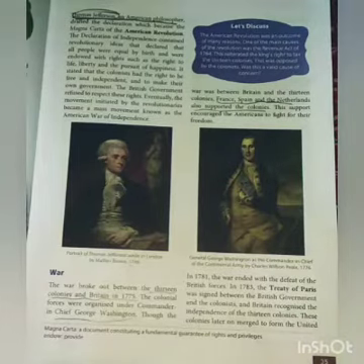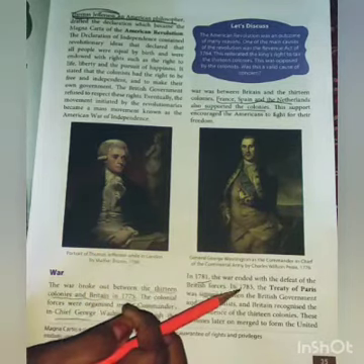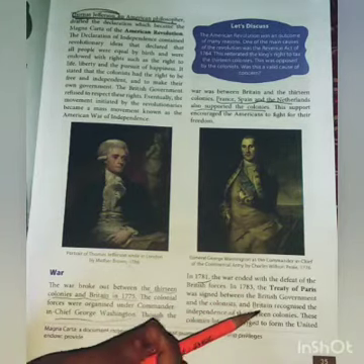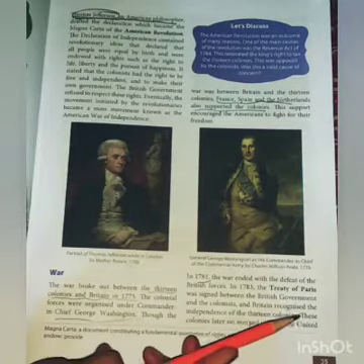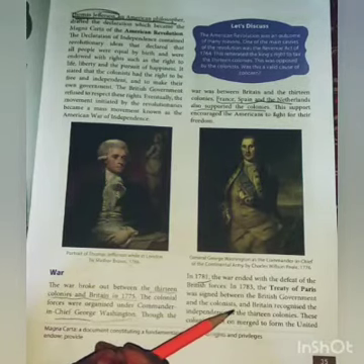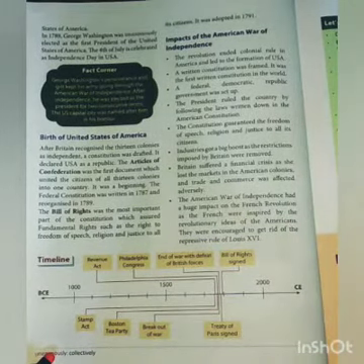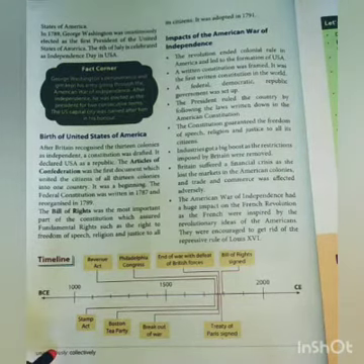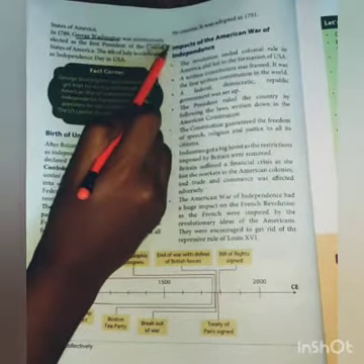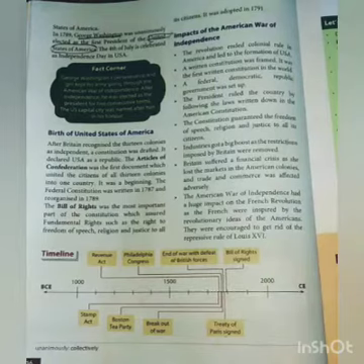In 1781, the war ended with the defeat of the British forces. In 1783, the Treaty of Paris was signed between the British government and the colonists, recognizing the independence of the 13 colonies. These colonies later marched to form the United States of America. In 1789, George Washington was unanimously elected as the first president of the United States of America. Who was the first president? George Washington, of the United States of America. Birth of the United States of America.